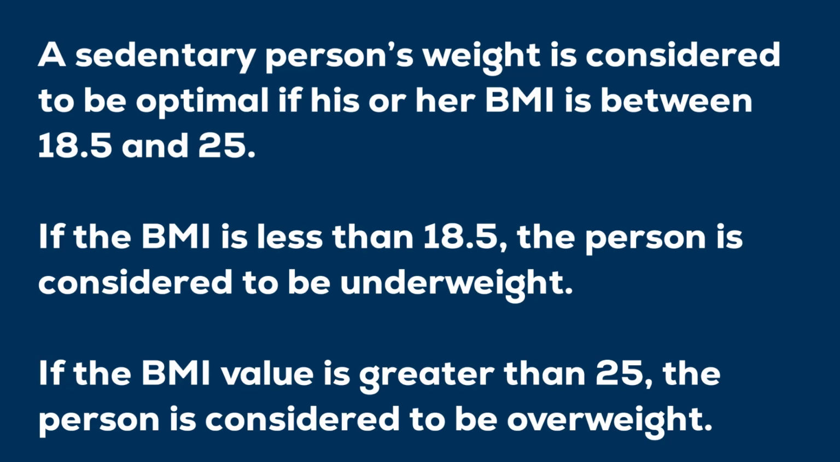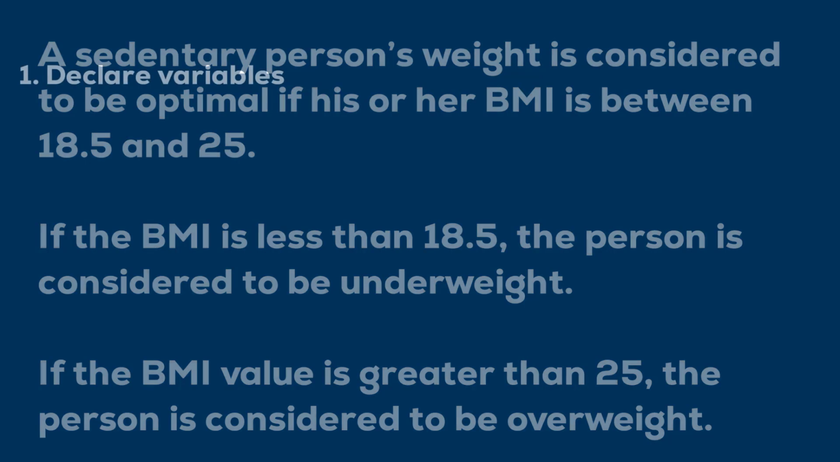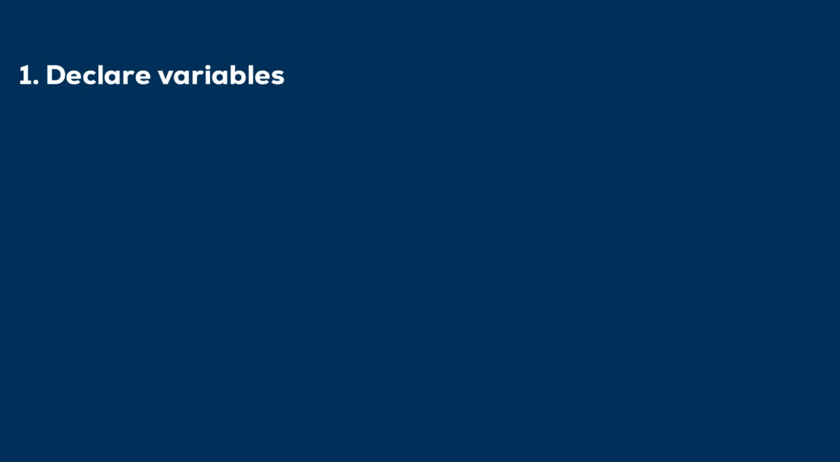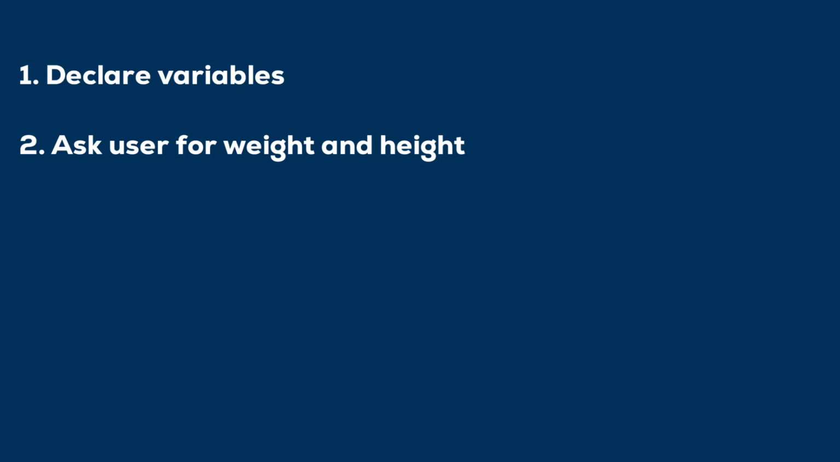So we are going to follow about 5 steps to solve this question. Our first step is that we will create variables. We will create variables for weight, height, and also for the BMI. Our second step is that we will ask the user for weight and height. The weight is supposed to be in pounds, and our height is supposed to be in inches.